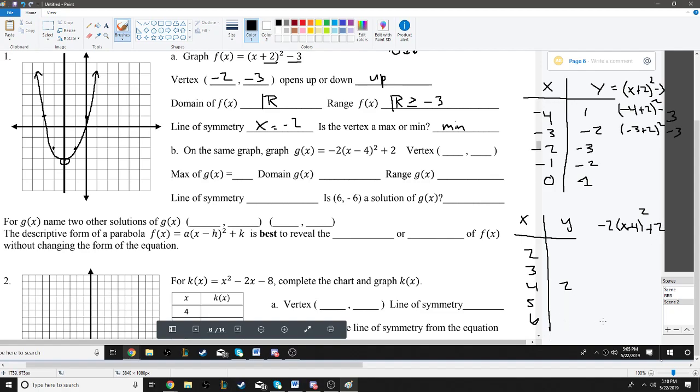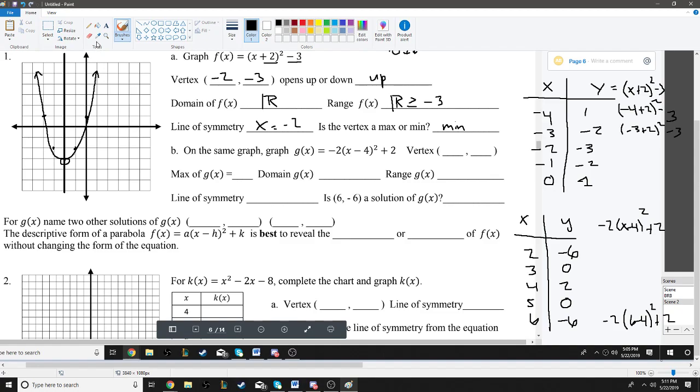So when you plug 6 in, negative 2 parentheses 6 minus 4 squared plus 2. That's 2. 2 squared is 4. Negative 8 plus 2, negative 6. When you plug in a 5, that's going to be 0. And it's symmetric about the vertex, so those are the same.